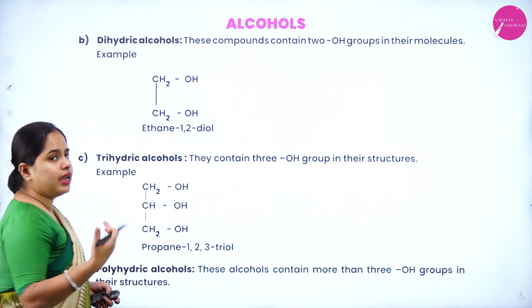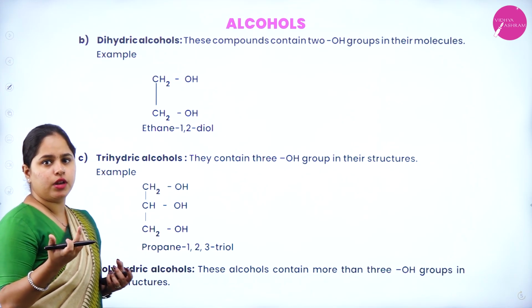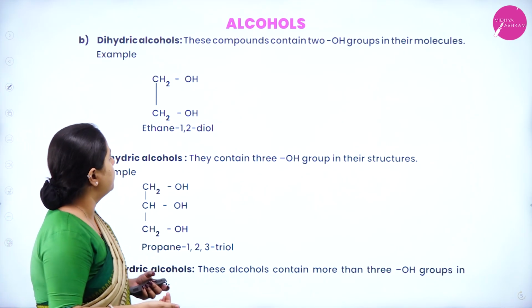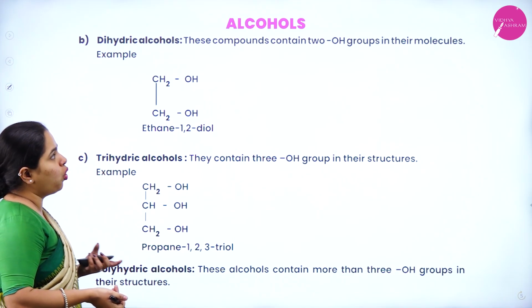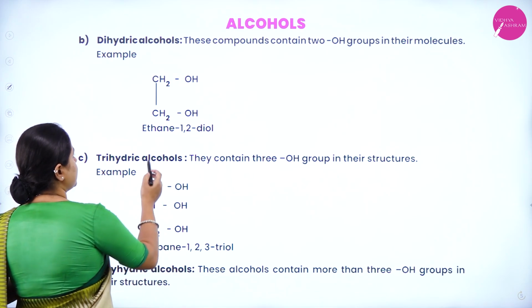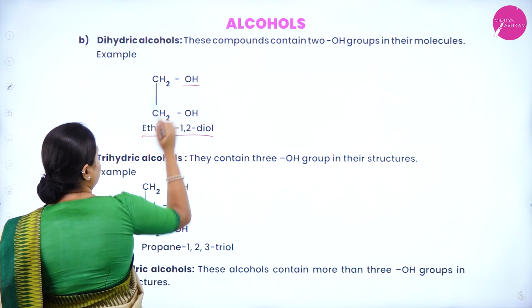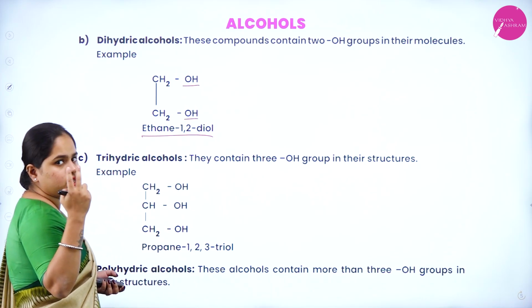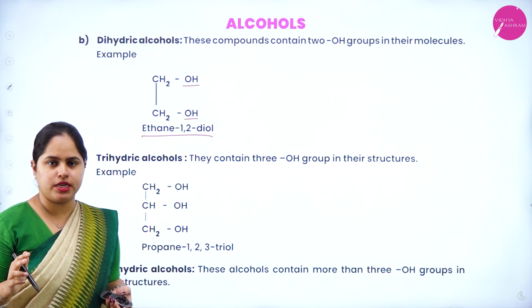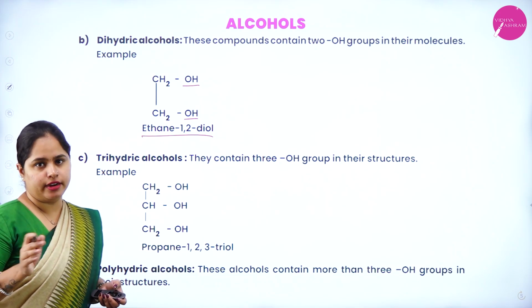Next one is dihydric alcohol. Then there will be 2 hydroxyl groups, right? So these compounds contain 2 OH groups in their molecules. As you can see, this is ethane 1,2-diol. Okay. So here you have one OH, here also you have one OH. That means totally 2 hydroxyl groups are there. This is called dihydric alcohols.